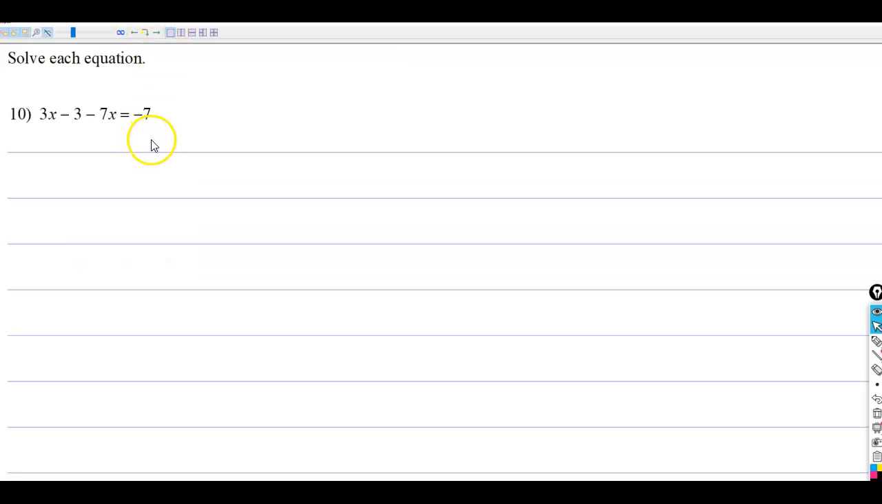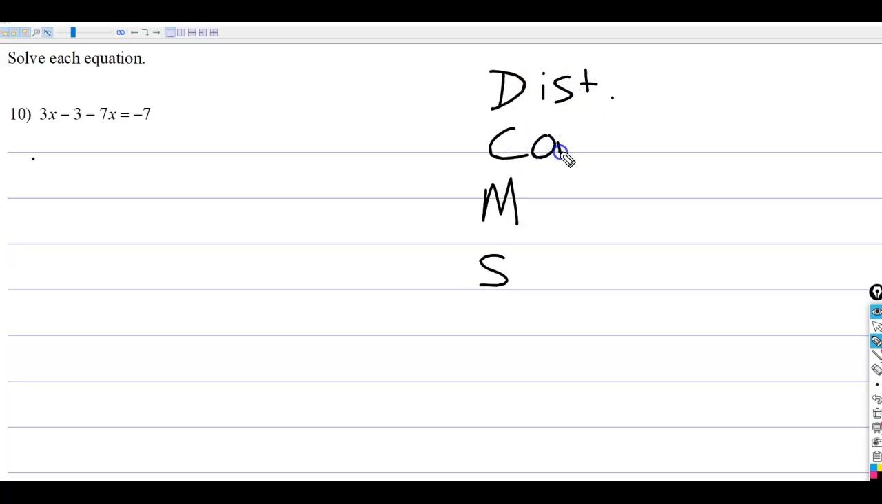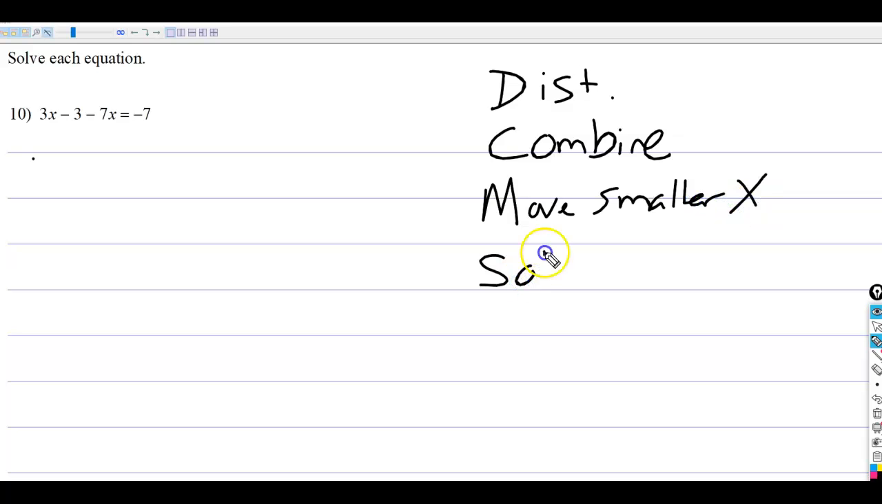Now we'll talk about solving equations. I came up with a little acronym, and I've always taught it this way. It's DCMS, don't call me stupid. But what it really stands for is distribute, combine your like terms, move the smaller x, and then from there you end up with a 2-step equation, which most of you guys just know how to solve at that point.